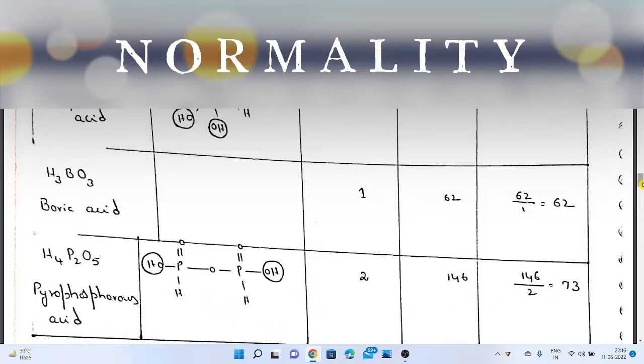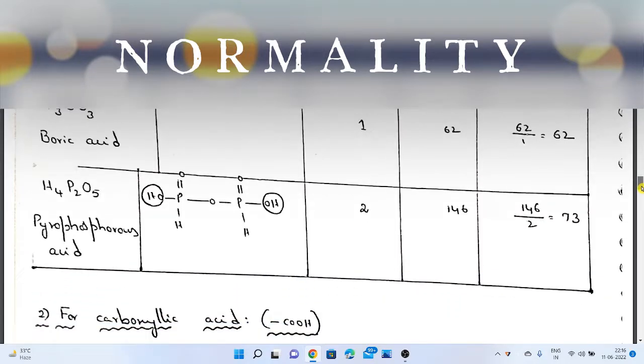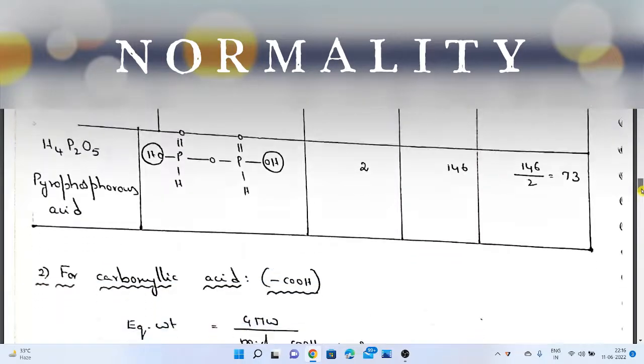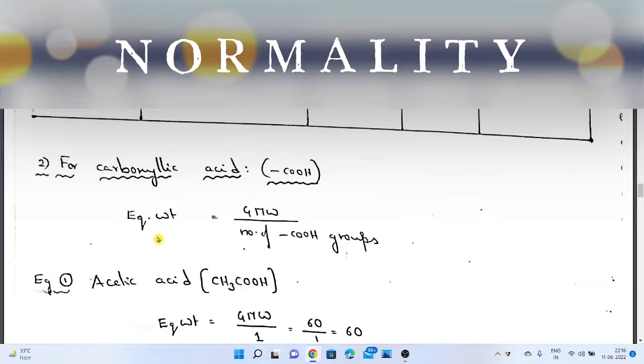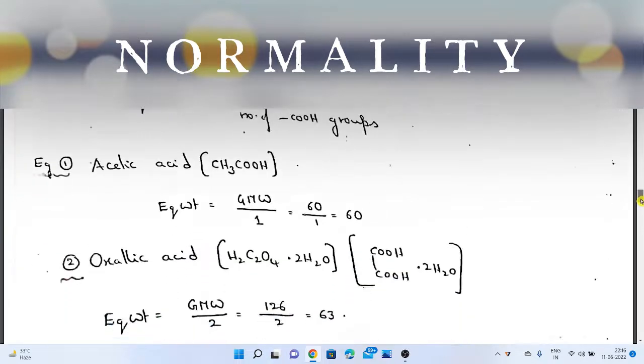In phosphorous acid H3PO3 also, you can look at the structure and understand the basicity is 2. Replaceable hydrogens in phosphorous acid is 2. So gram equivalent weight is 82 by 2, that is equal to 41. Likewise, in boric acid and pyrophosphorous acid, all these acids have a different number of hydrogens not equal to basicity. So sometimes basicity is equal to the number of replaceable hydrogens, and sometimes not, because of the structure and so many aspects.